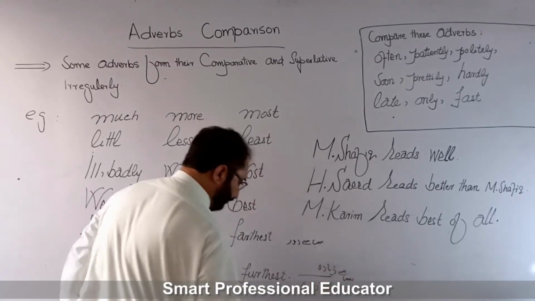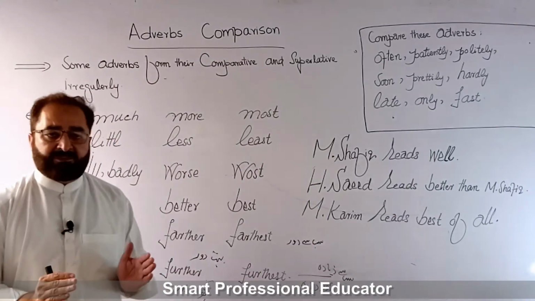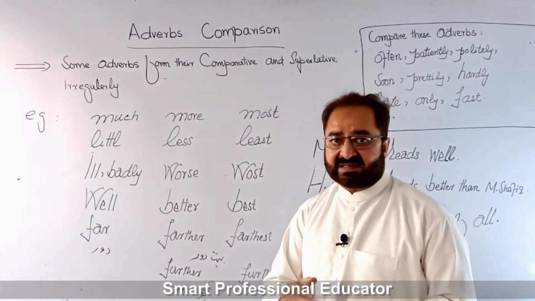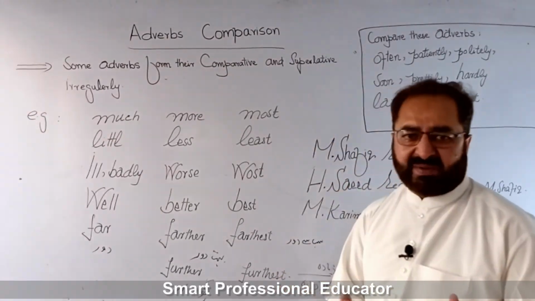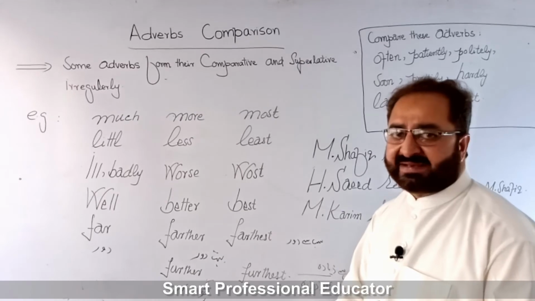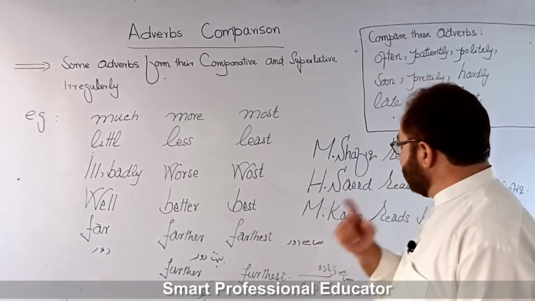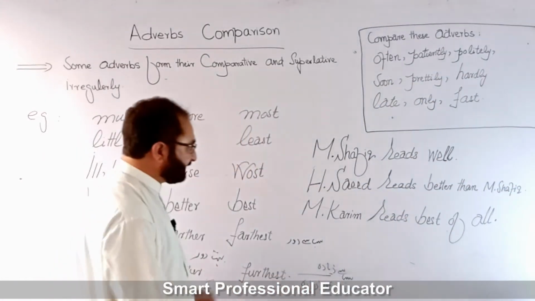Okay. So dear friends, these are some adverbs which are irregular adverbs. We may say they are irregular adverbs because they don't follow the way through which we make comparative and superlative degrees of other adverbs. Okay, now look at these examples. We have some model sentences.